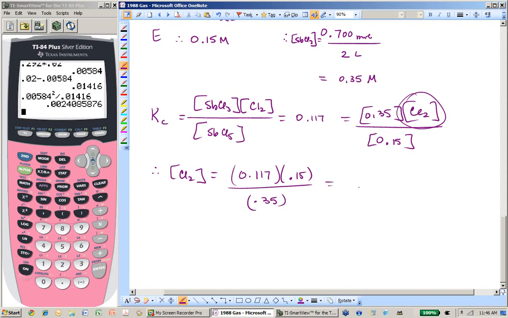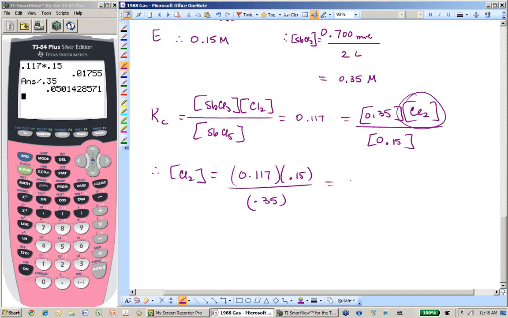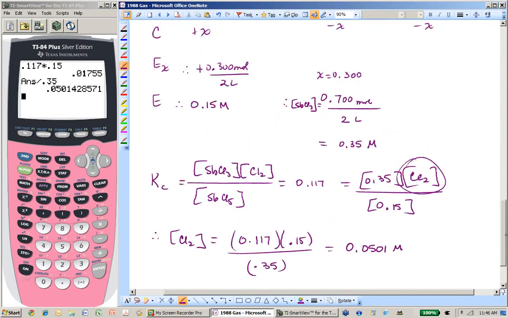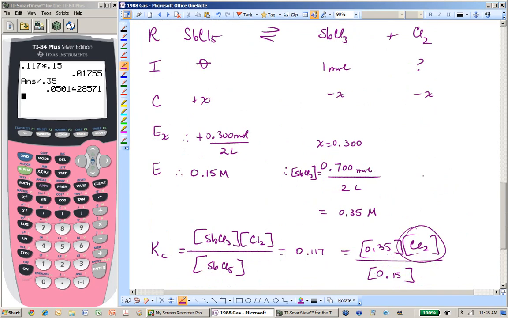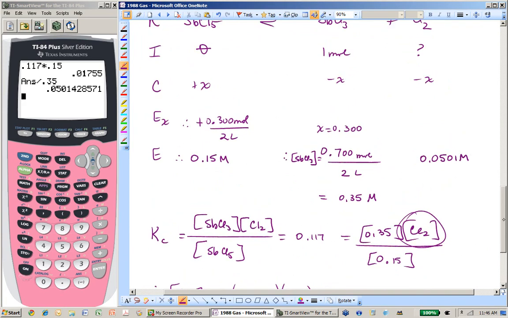And so now that is simple enough to figure out, but I'm going to clear my screen because it's a mess. 0.117 times 0.15, get that numerator divided by 0.35, and I get 0.0501 molar for the chlorine. So the chlorine here in my E line is 0.0501 molar. So what does that mean?